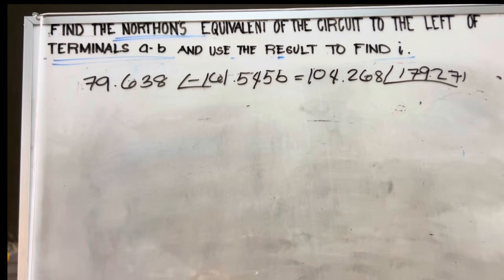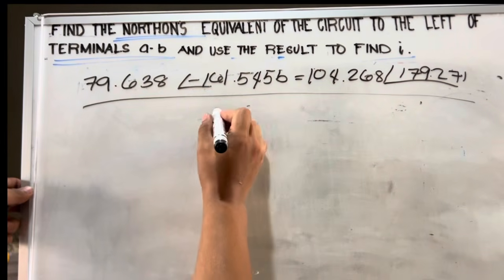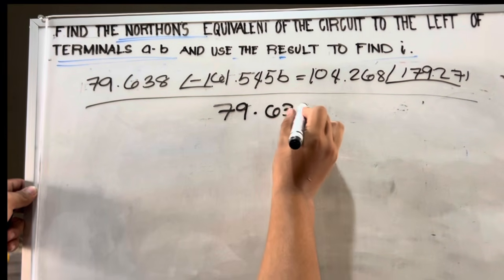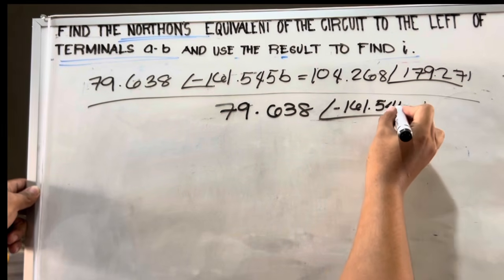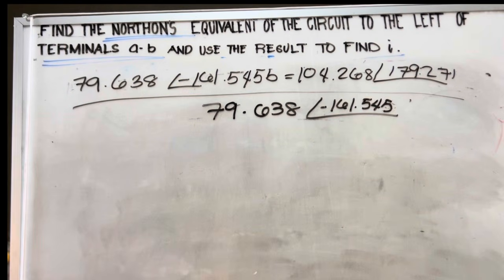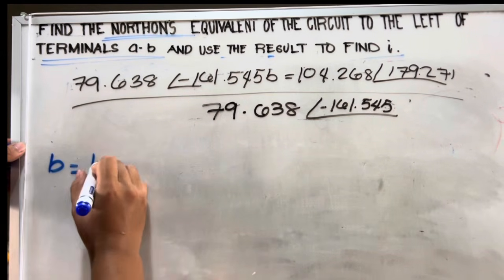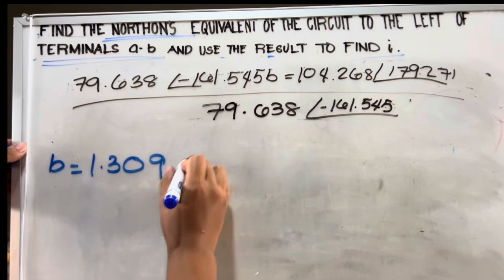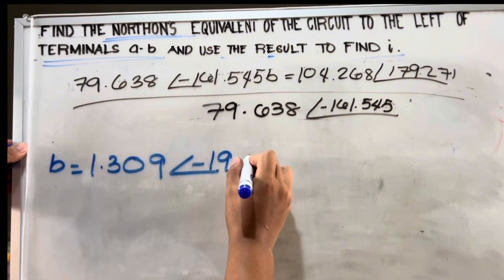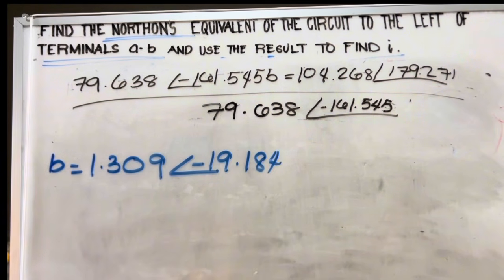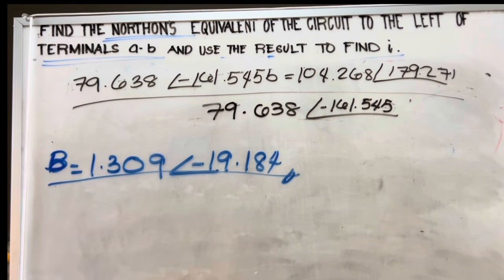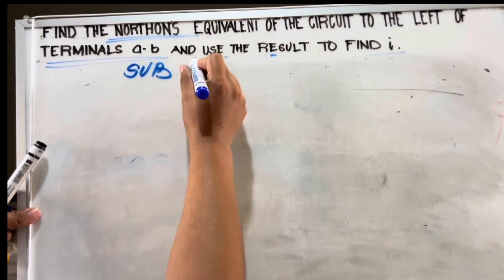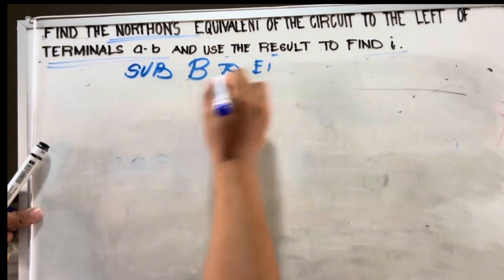We will now divide both sides by 79.638 angle of negative 161.545. So our B, computing this, we will have B is equal to 1.309 angle of negative 19.184. This is our B. Sub our B to equation 1.